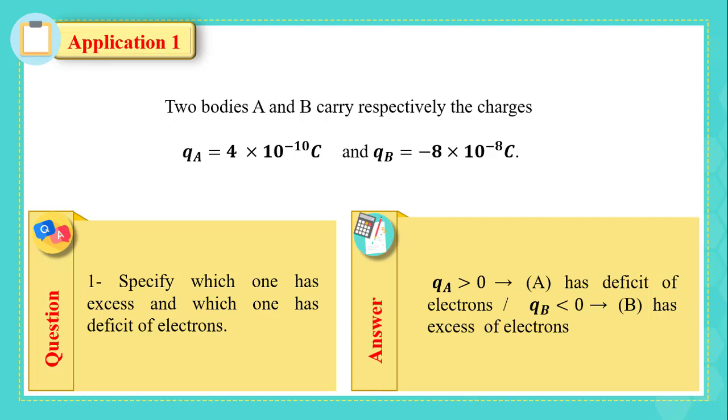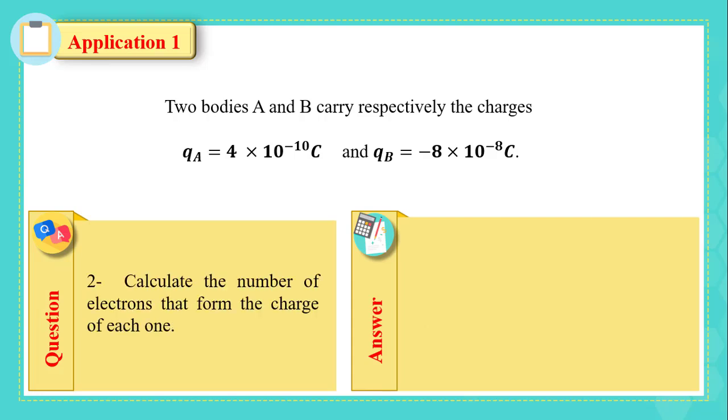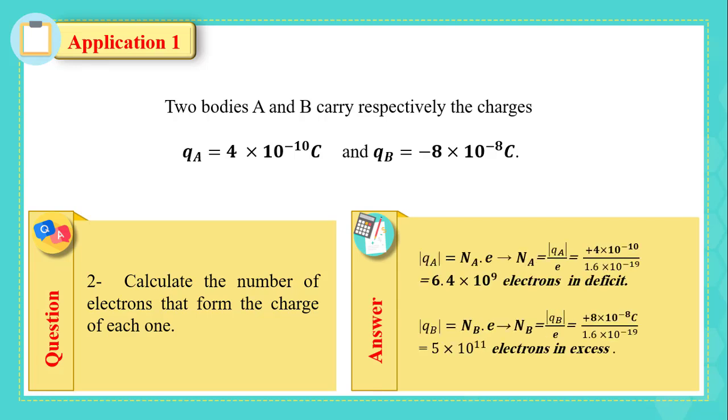Now part 2 of this application: to calculate the number of electrons that form the charge of each one. The answer will be like this. For QA, we apply the formula QA equal NA multiplied by e. So NA will be QA over e. We substitute the numbers: 4 times 10 power minus 10 over 1.6 times 10 power minus 19. The answer will be 6.4 times 10 power 9 electrons in deficit.